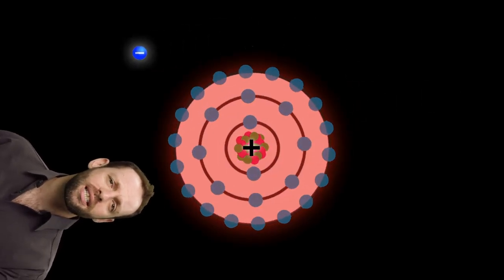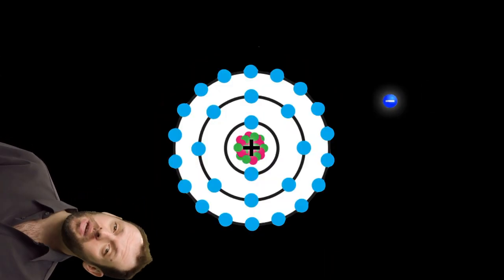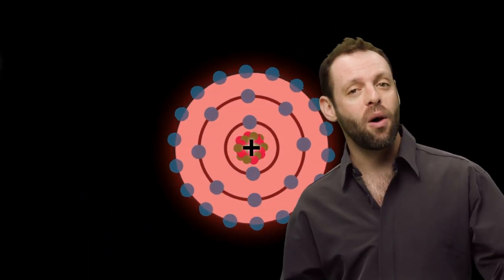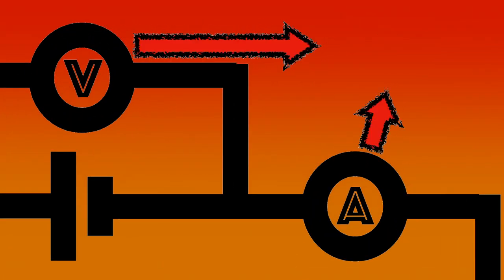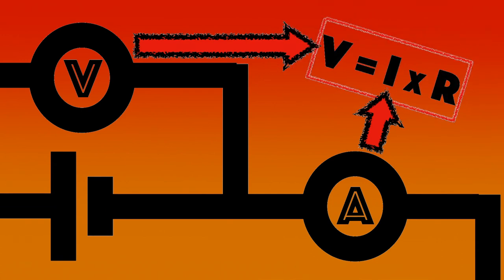We get obstructed though, yeah, we collide as we go with the ions in the wire, which heats up, that's why the bulb glows. So we make a ratio between PD and current flow. V equals I times R, which is resistance measured in ohms.